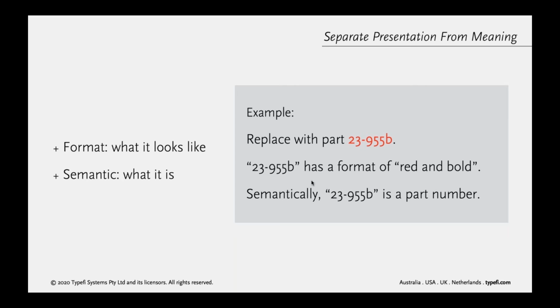So the example I have here on screen is a part 23955B, where this part has a format of red and bold, but semantically 23955B, sorry, is a part number. So formatting can change depending on context, but the semantic meaning shouldn't.